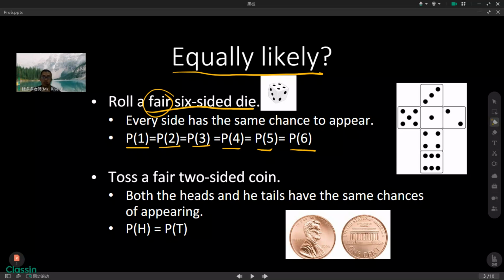The second example is if you toss a fair two-sided coin. We all know that a coin has two sides. The first side is the head, which has a human's head. The other side is called tails, which doesn't have a human's head. If both the heads and the tails have the same chances of appearing, then we say the probability of heads is equal to the probability of tails, and we say it's equally likely.